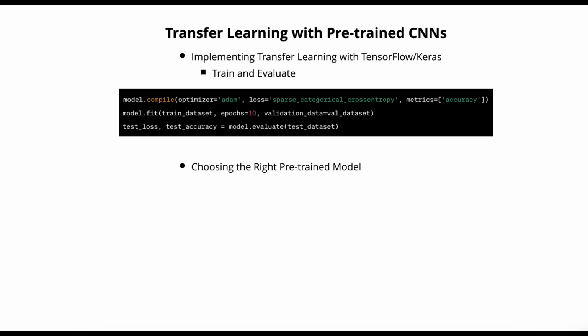So transfer learning with pre-trained CNNs is a valuable technique for leveraging knowledge from large datasets to improve the performance of models on new tasks or datasets with limited data. By following the steps outlined above and experimenting with different pre-trained models and transfer learning strategies, you can effectively apply transfer learning to a wide range of computer vision tasks and achieve superior performance with less data and computational resources.